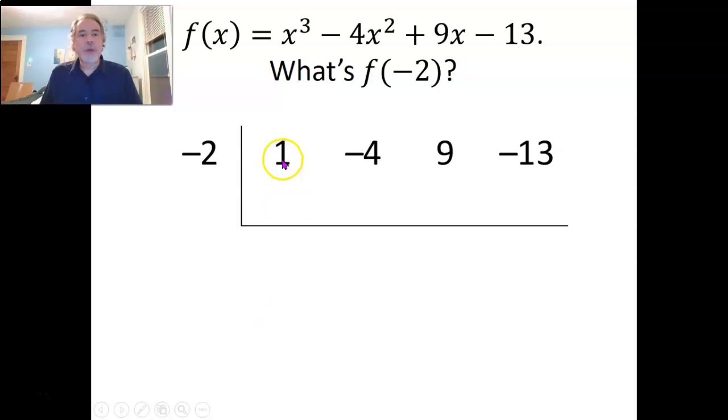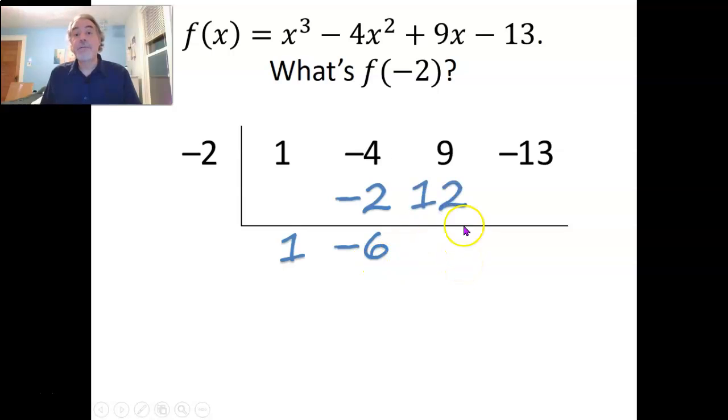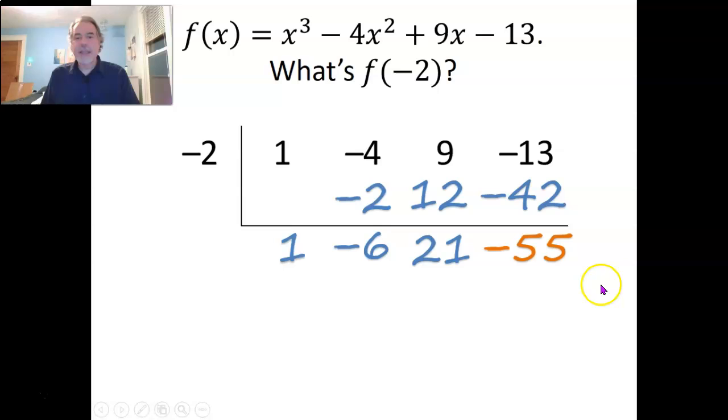So let's work through it. Bring down the 1. Negative 2 times 1 is negative 2. Negative 4 plus negative 2 is negative 6. Negative 2 times negative 6 is positive 12. 9 plus 12 is 21. Negative 2 times 21 would be negative 42. And then negative 13 plus negative 42 adds up to negative 55.